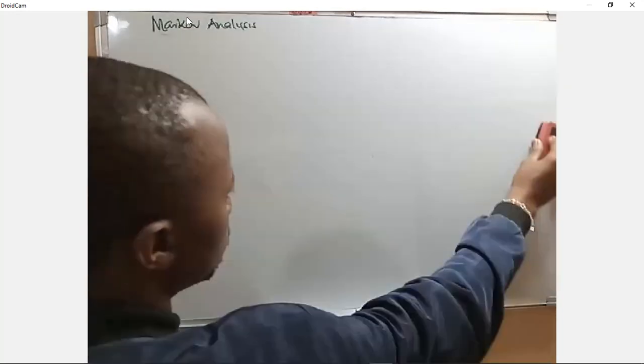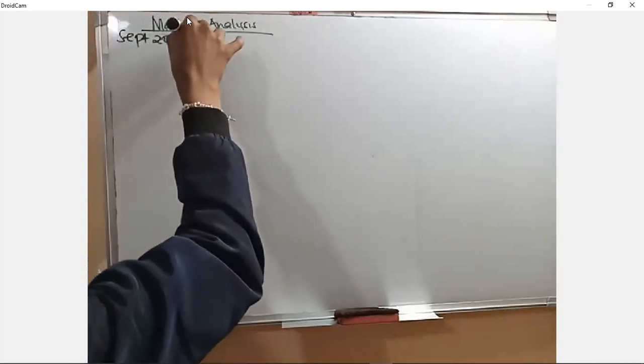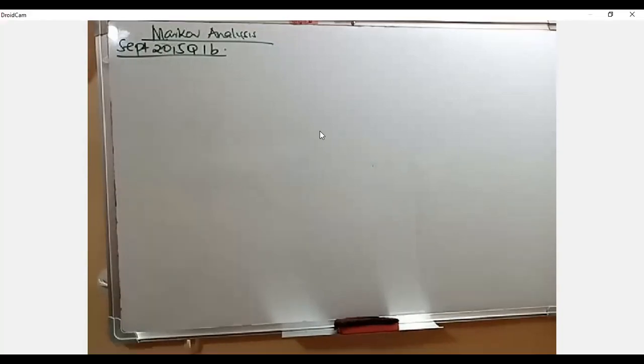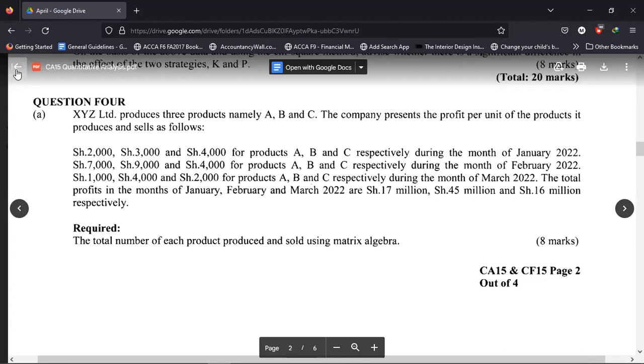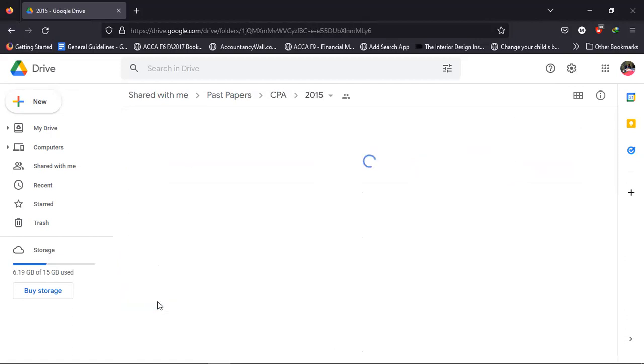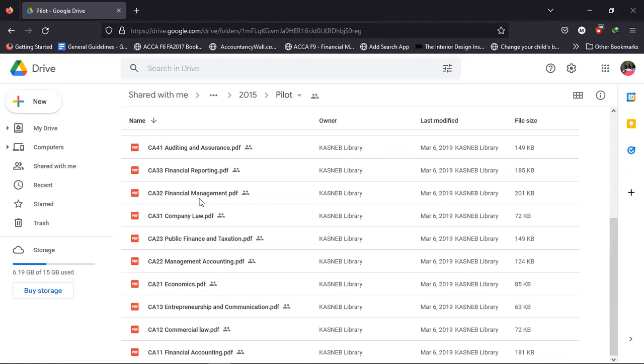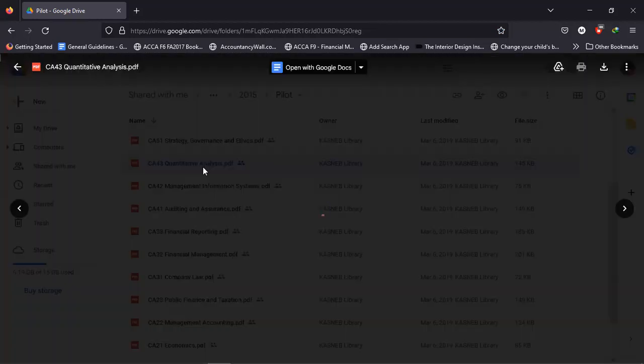The first question that we're going to be starting with will be on September 2015. It should be question 1B. The assumptions for Markov analysis will be included in your notes. Now, let us look for this question. Quantitative analysis here. Question number 1B.